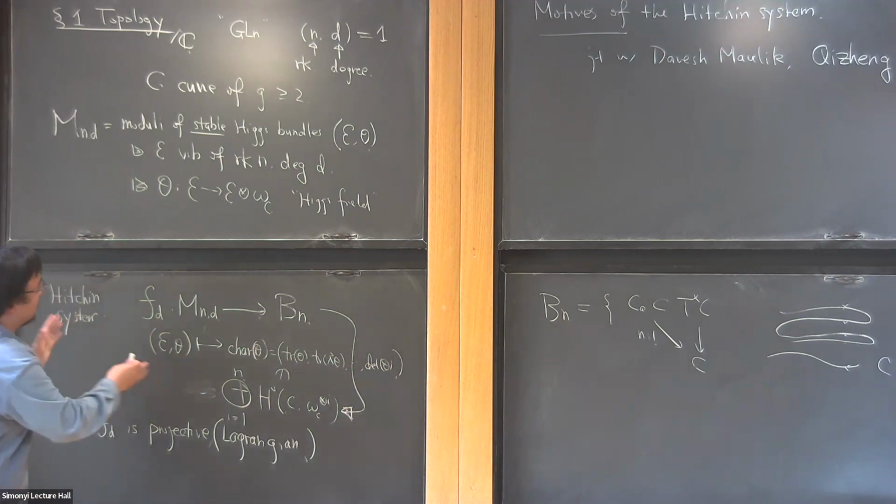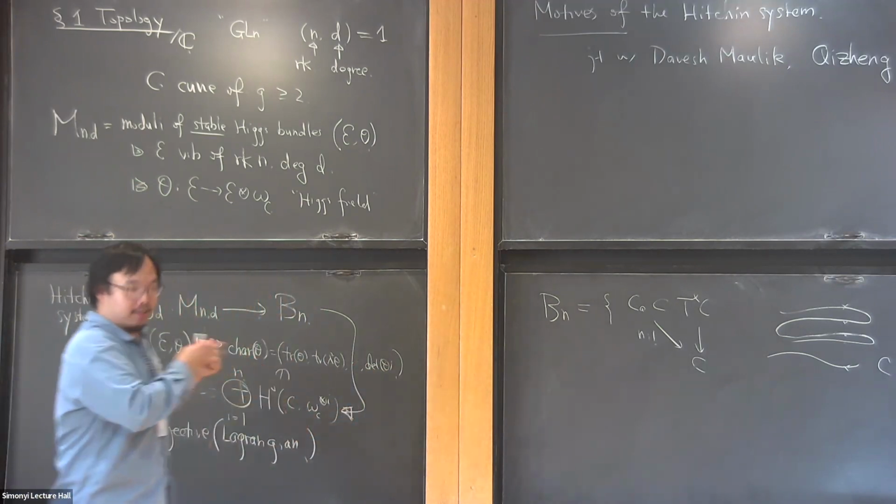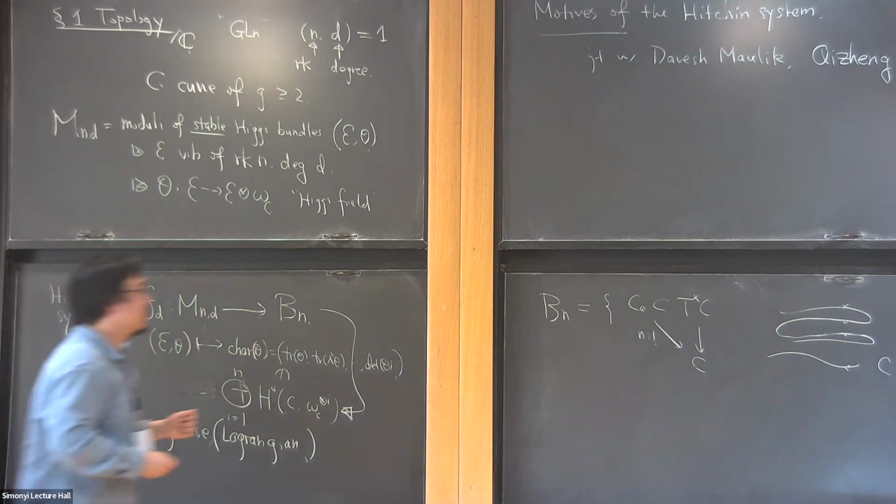So this is a space which puts the moduli of vector bundles and a bunch of abelian varieties together. Thanks.